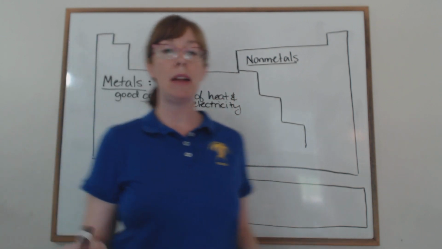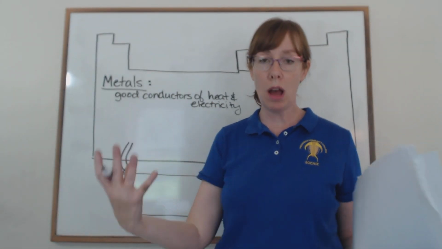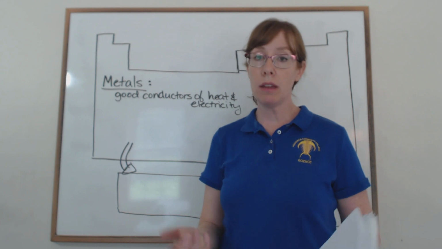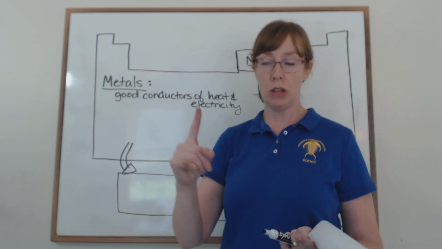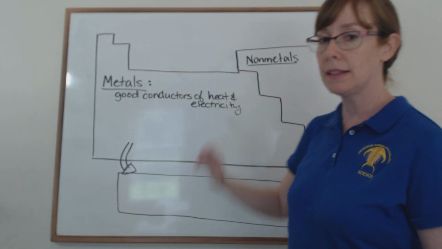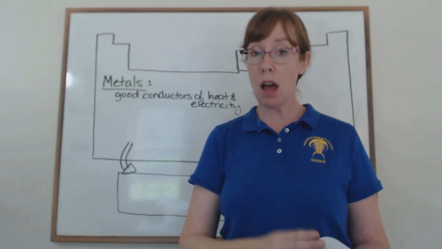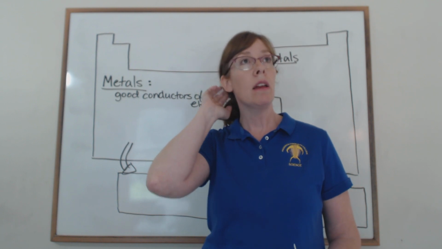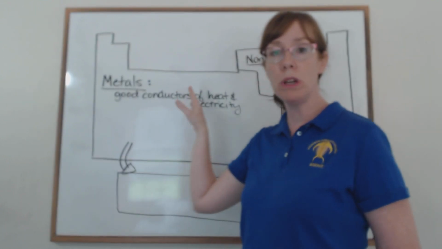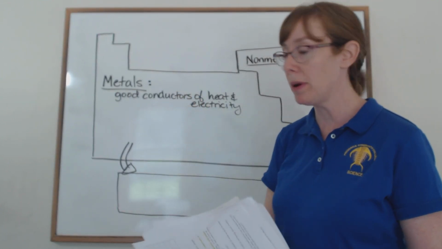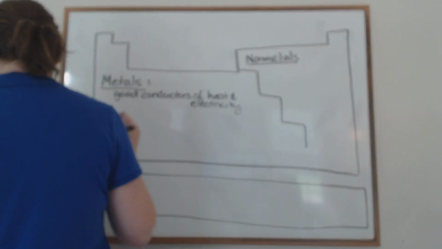That's why you would use metals not only for electrical work, you know, copper and that kind of thing, but also cooking. You're going to use aluminum, which is to the left of the zigzag line. You're going to use iron. You're going to use copper. Okay, so that kind of thing. Metals would conduct heat or electricity very, very well. That's the first thing.